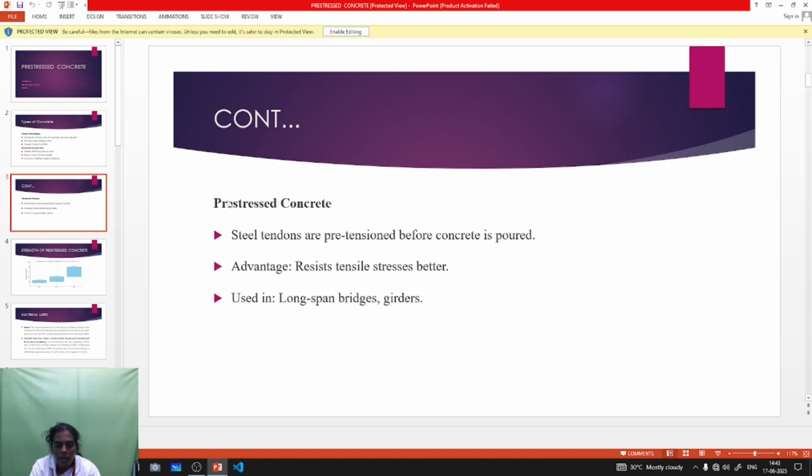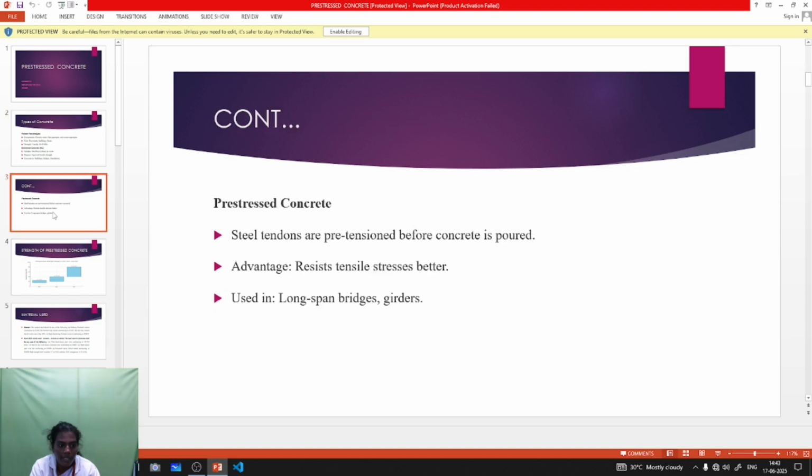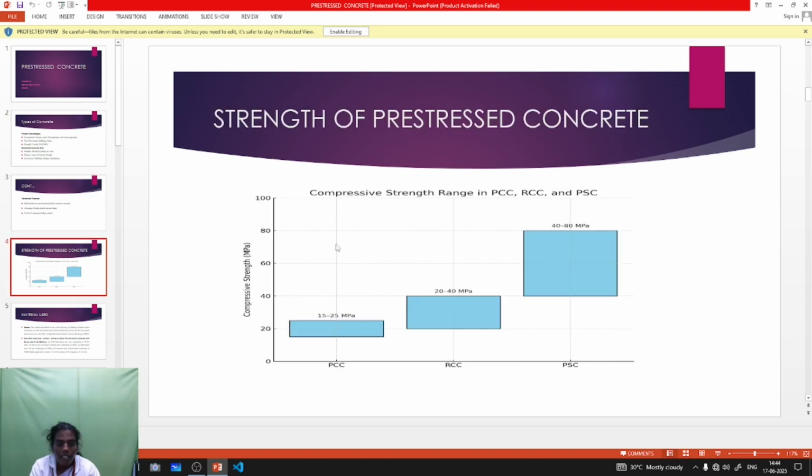Next, what is the purpose of prestressing concrete used in construction? It resists tensile stresses better compared to RCC. It is used for long span bridges and girders. So all of you note the difference between normal concrete, RCC and prestressed concrete. The first is strength: prestressed concrete has maximum compressive strength compared to PCC and RCC.